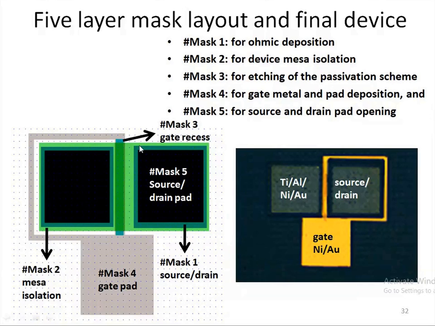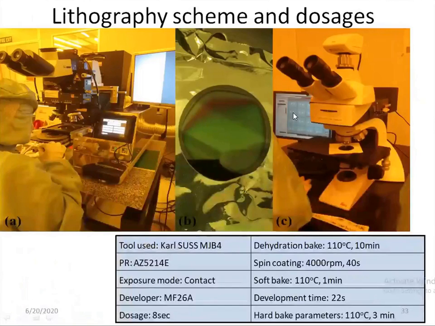So here we have used a 5-layer masking scheme. Mask 1 was for the ohmic source and drain deposition. Mask 2 is for device isolation. Mask 3 is for etching of the passivation scheme. Mask 4 is for gate metal deposition and gate oxide deposition. And mask 5 is for source and drain pad openings. So in our entire process, we have used only optical lithography. Optical lithography is used when your feature sizes are above 1 micrometer.